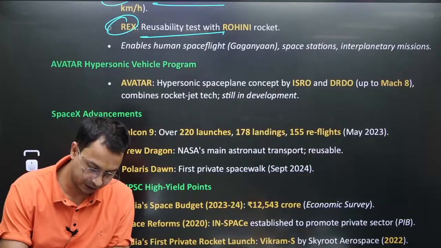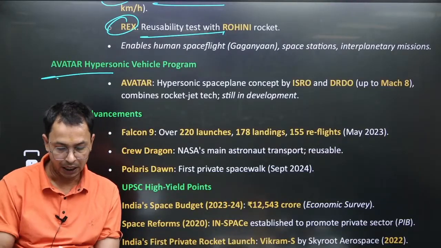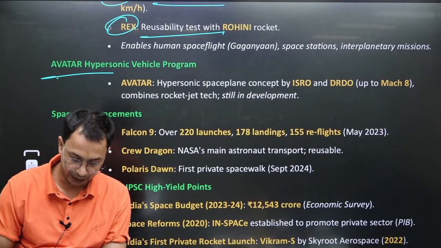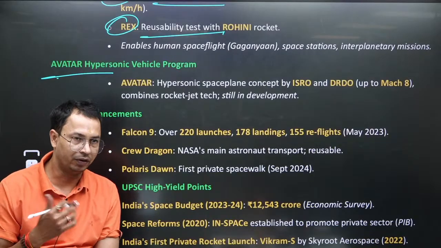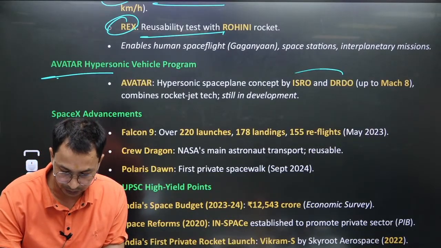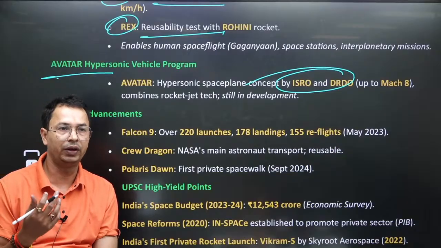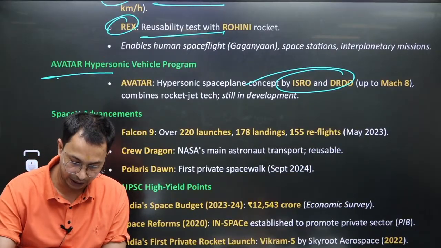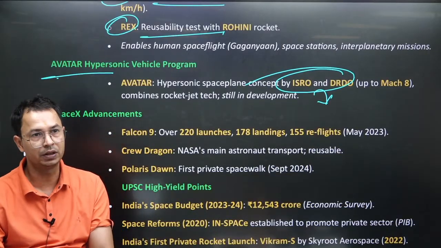Then we have the next, that is known as Avatar, hypersonic vehicle program. And here, to develop the Avatar, ISRO and DRDO are working together, and the Avatar will have only one stage, and it is also called India's Space Shuttle.